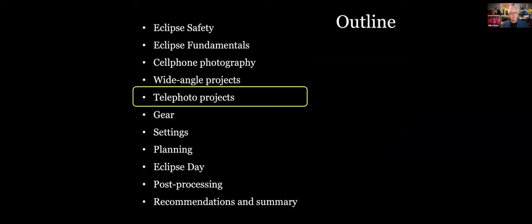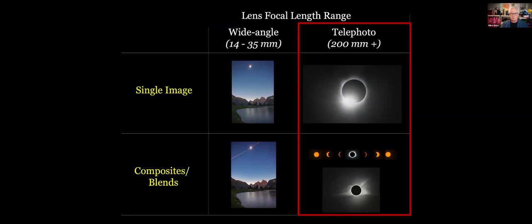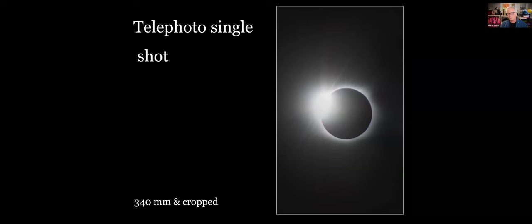Let's talk briefly about telephoto projects. Again, they're pretty straightforward. Just single shots during the diamond ring part of totality. You can also consider composite shots and blends of multiple images, in the way that you can see here. So this is a single shot from that 340mm telephoto setup. This is a 200mm lens with a 1.7x teleconverter, and then I just crop that down to get this shot. That's the type of thing you can see there.